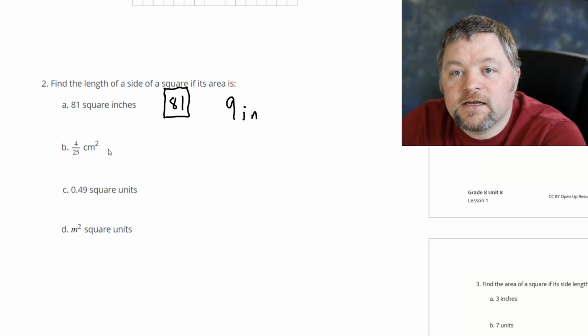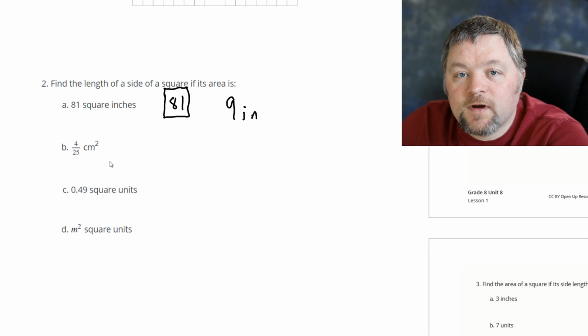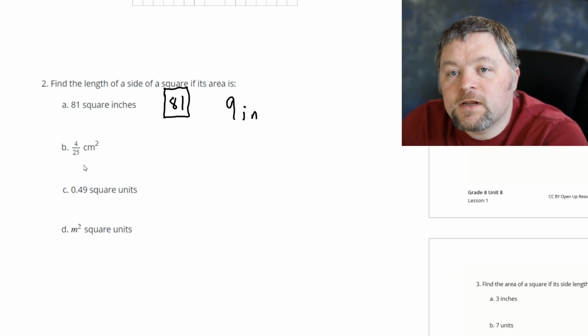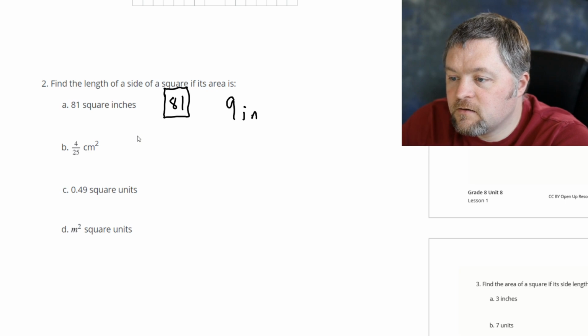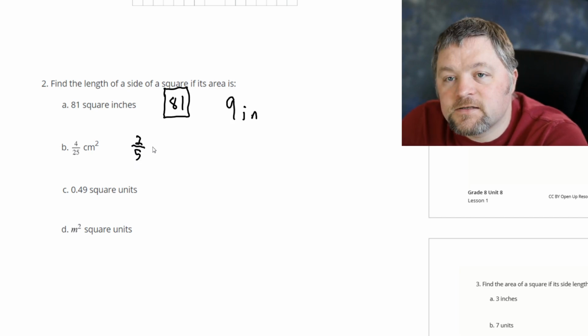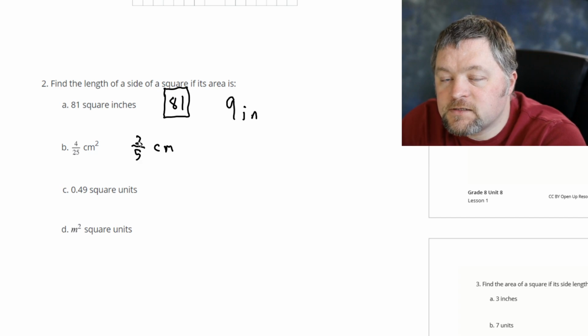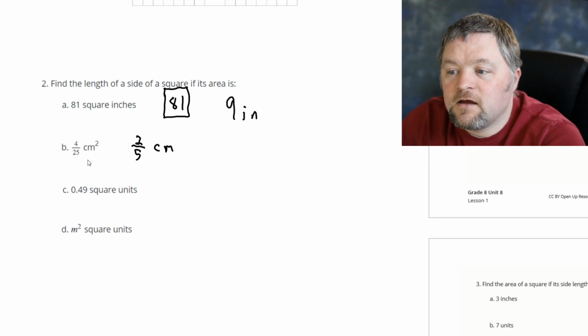Our next one here is to find the side length of a square if its area is 4/25 of a square centimeter. So, 4/25. What number do we multiply by itself to get 4/25? Two-fifths. Two-fifths times two-fifths. 2 times 2 is 4. 5 times 5 is 25. Two-fifths would be the side length of this square.